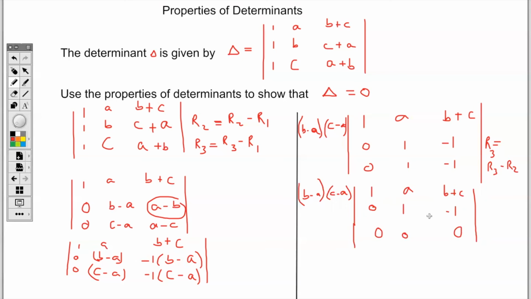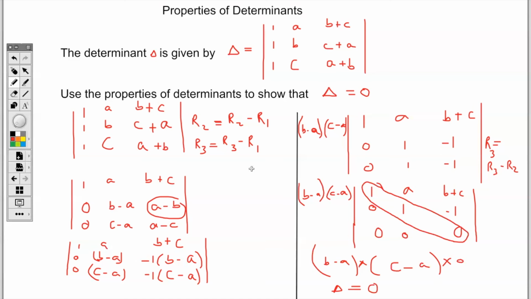Having this is having an upper triangle, and the determinant will be the product of the leading diagonal. So multiplying 1 times 0, that will be 0. So what we have here is B minus A times C minus A times 0, because 1 times 1 times 0 is 0. So multiplying all of this, I will get my determinant to be equal to 0, which is therefore proven.